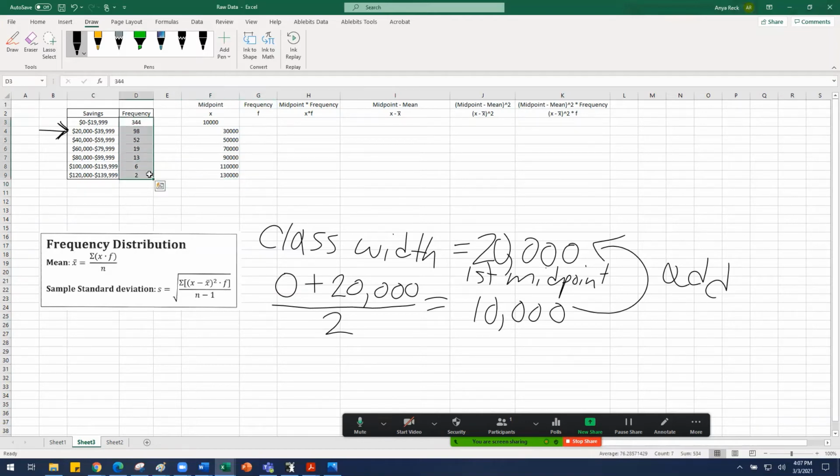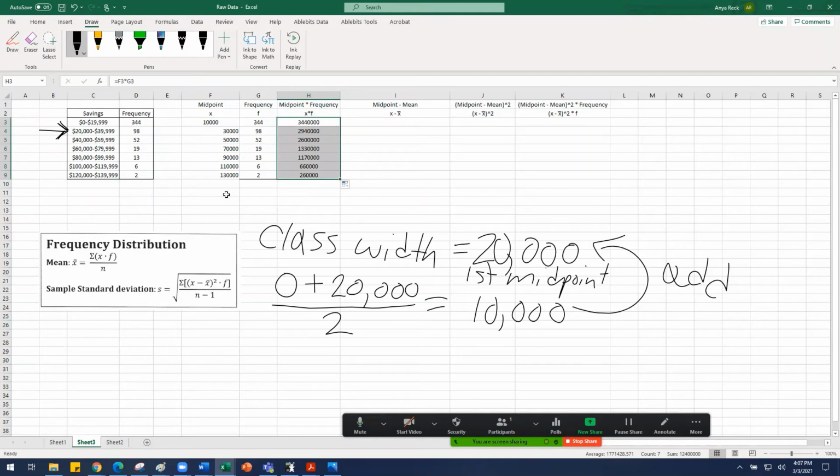The next column is frequencies. Well, the frequency was already given from the original table, so we're just going to right-click, copy, right-click, paste. The next column wants us to find the midpoint times frequency. So equal your midpoint times your frequency. Press enter. And then in the bottom right corner, that plus, you're just going to drag the formula down.